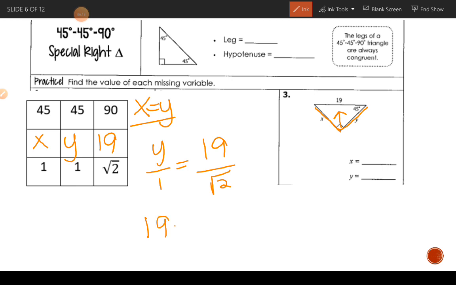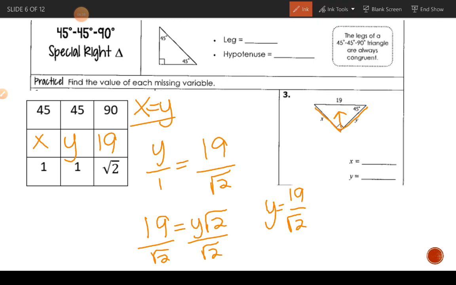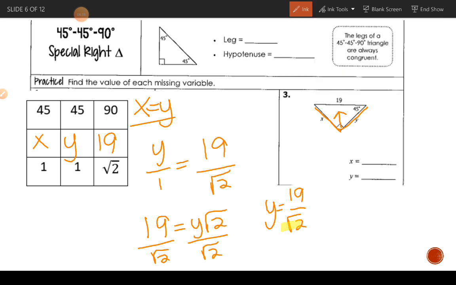I get 19 is equal to y radical 2. Now to get y by itself, I'm going to have to divide here. So I get y is equal to 19 over radical 2. However, if you recall, we can't have a radical in the denominator. That's not going to work.